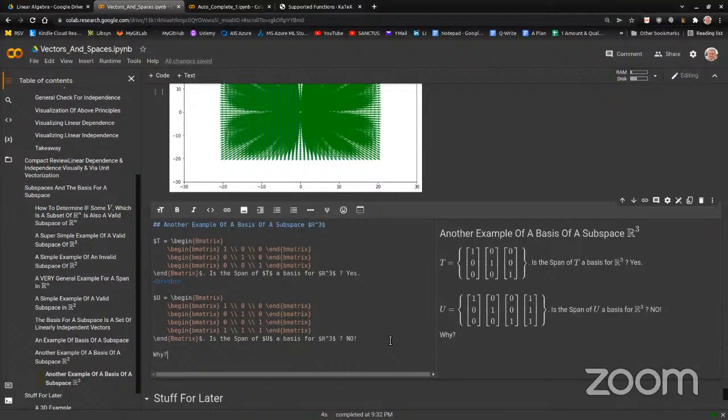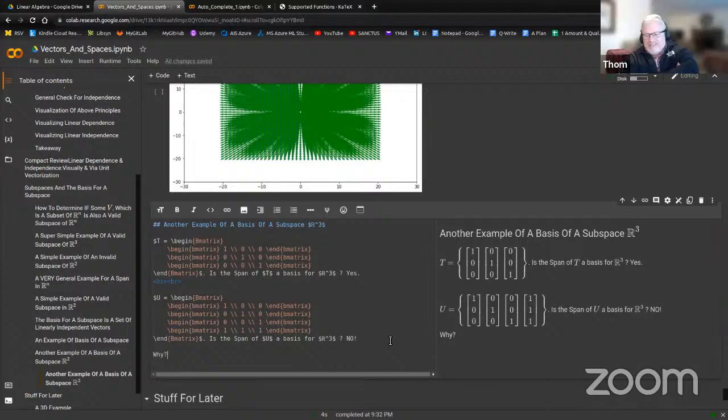Because the sum of the first 3 is equal to the last vector. Kelvin, you're a genius. That's exactly right. And I think you described it better than I could have. It's because the sum of the first 3 vectors equals the 4th vector. Exactly.